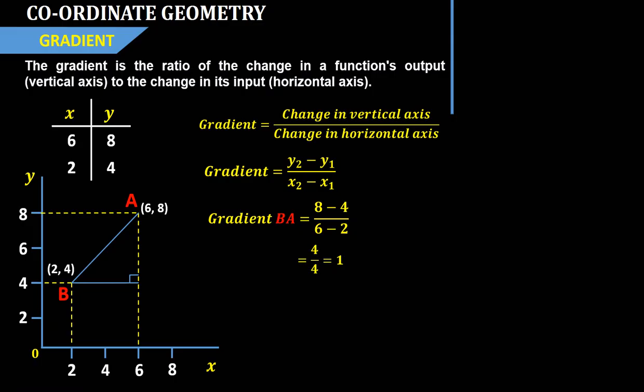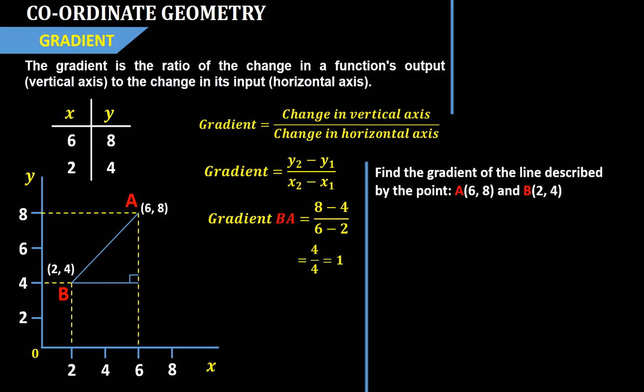So now I'm going to move into the mathematical question that comes around in gradient. For example, I'm going to start with this. It says find the gradient of the line described by the points. This is the point A. Point A has its coordinates. Those things are called coordinates. That's 6, 8. That is the point A. So coordinate A is 6, 8, and coordinate B is 2, 4. So find the gradient described by those points.